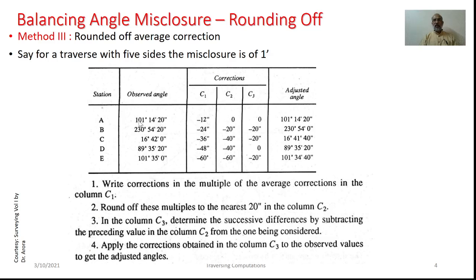As such, here angle A is 101 degree 14 minute 20 second. It is remaining as it is because C3 has value 0. Here the angle B is 230 degrees 54 minute 20 second. As we apply the correction of minus 20 second, the corrected, adjusted angle will be 230 degrees 54 minute. As such, we can have all these corrections rounded off in order to avoid that wrong impression of measuring this angle with 1 second theodolite.